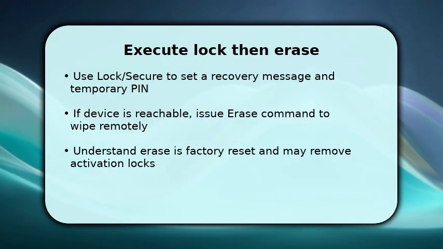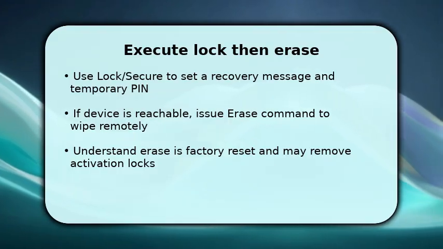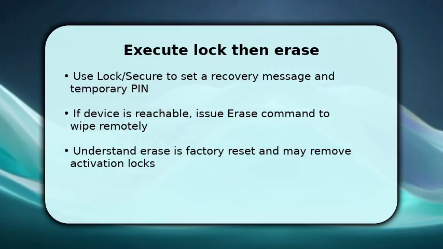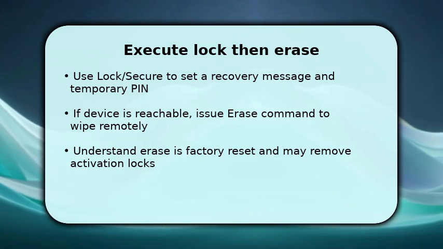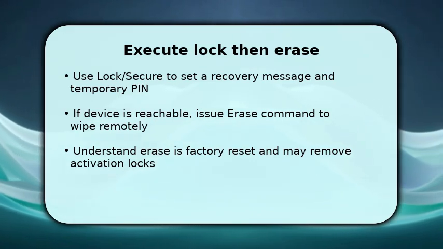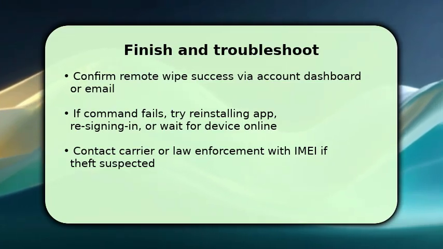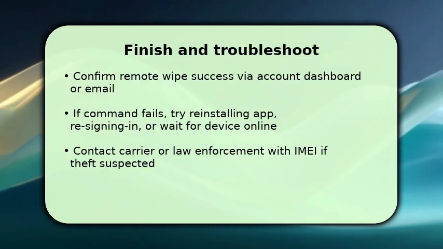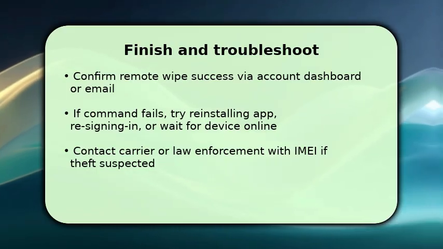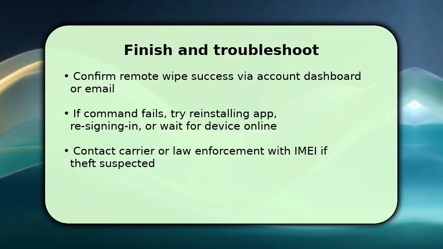Be aware, erasing removes app access and may clear location reporting. However, activation lock features often remain tied to your account to deter reuse. Finally, verify the wipe completed by checking your Find My Device dashboard or the confirmation email. If successful, remote tracking stops because the phone is reset.